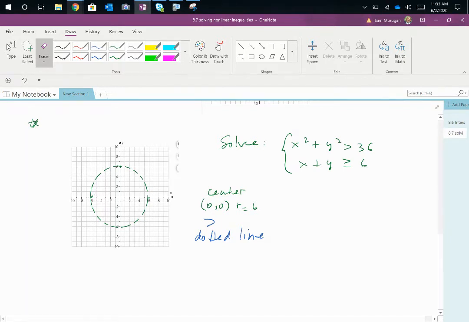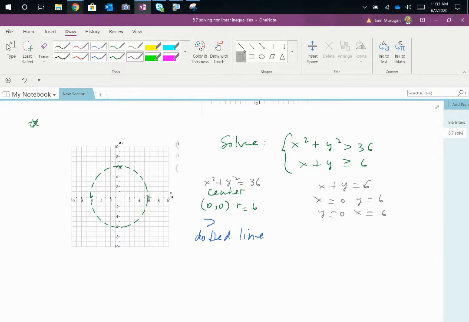All right, then the second system, this is for x squared plus y squared is equal to 36. The second system is x plus y is equal to 6. So when x is equal to 0, y is equal to 6. When y is equal to 0, x is equal to 6. And we plot those points. We put a line through those 2 points.